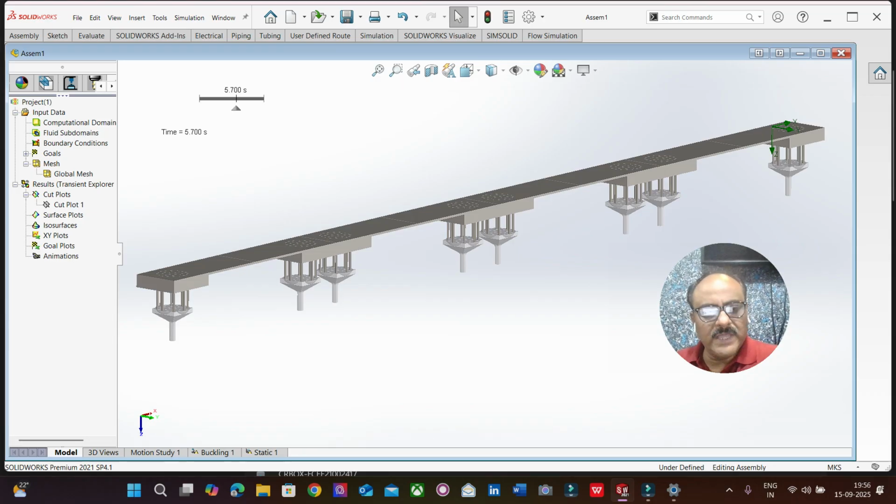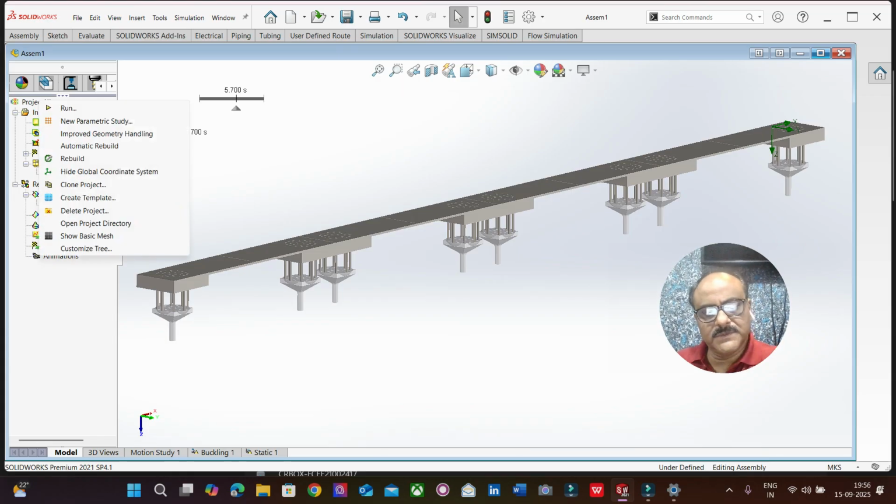Okay, so now here we have modeled the structure, and we are assuming that, let's say, 70% of the structure is reinforced with steel, and about 30% of the structure with concrete. Okay, so now what we do is we are defining a computational domain.